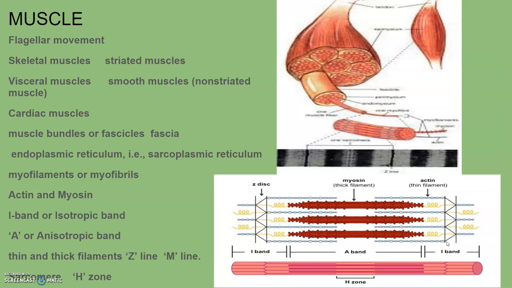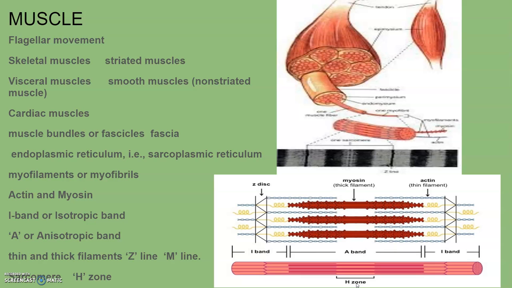Now in the resting stage, the edges of the thin filaments on either side of the thick filament partially overlap each other. And in the resting stage, leaving the central part of the thick filament, this central part of the thick filament is not overlapped by the thin filaments, which is called the H zone. This zone is called the H zone.